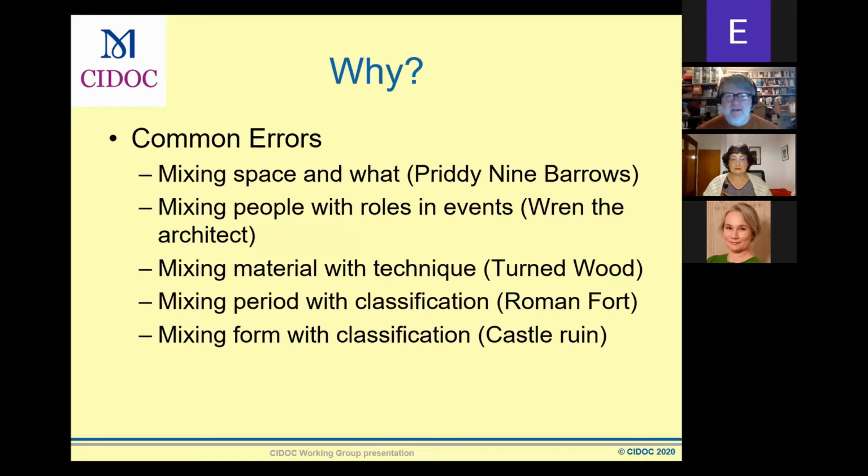We often see people mix people with their roles in events. So Wren becomes an architect from the moment he was born to the moment he dies, which of course is not really true. We see people mixing material with technique, so terms like turned wood, which is two completely different concepts, what it's made of and how it was made. So we need to separate those.